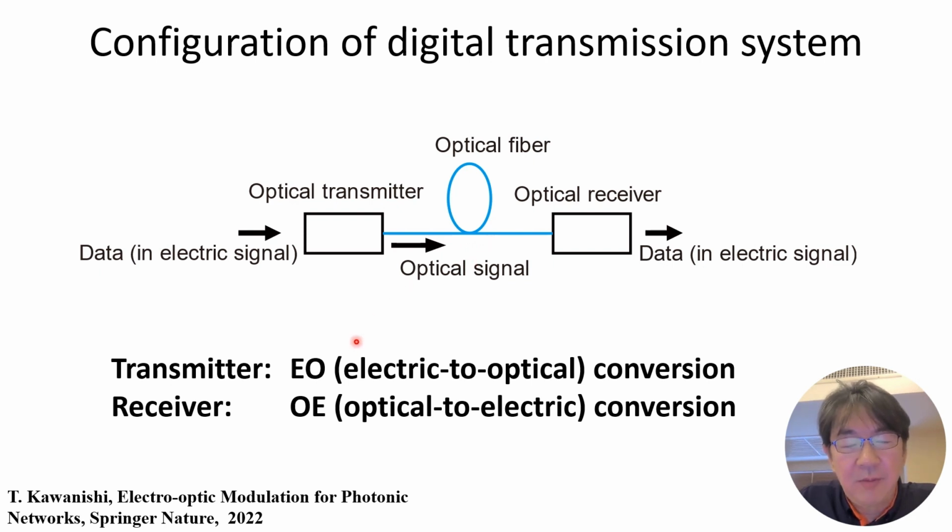So we have to use optical transmitters, which can convert the electric signals into optical signals. We call that function the electric to optical conversion, EO conversion. On the other hand, in the optical receivers, we need the OE conversion devices. Of course, in this presentation, we will focus on EO conversion realized by the optical modulation.